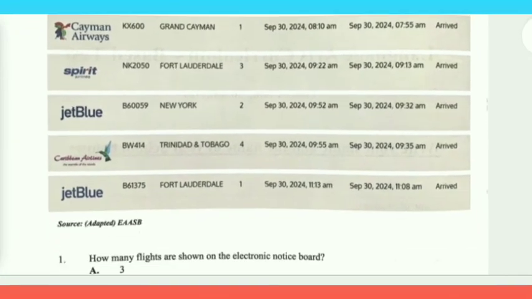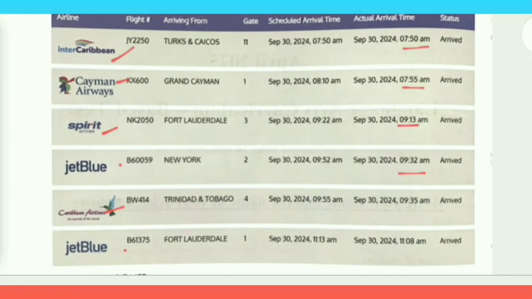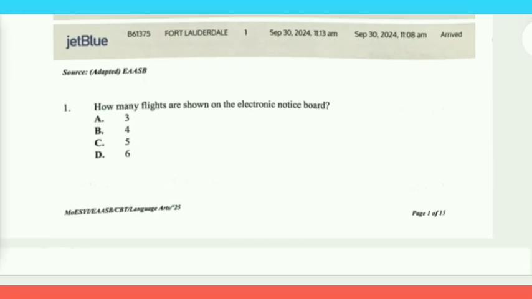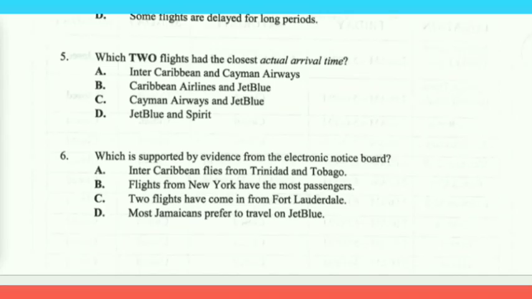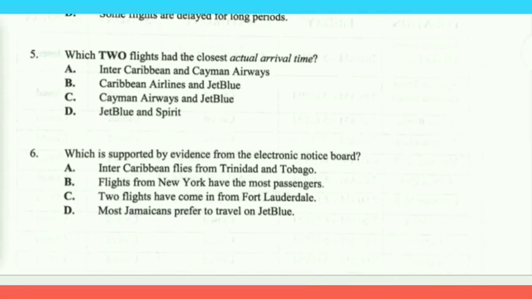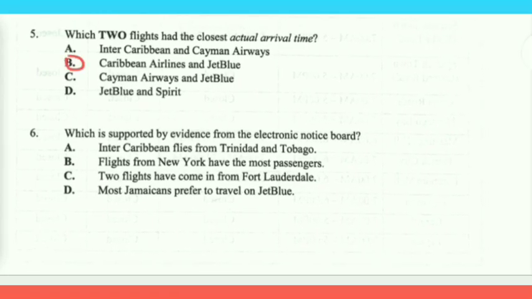Let's make it smaller so we can see everything at the same time. Then we have 9:35 and 11:08. All right, so which two have the closest arrival time? I am thinking 9:35 and 9:32 because these are just 3 minutes apart, which would make it JetBlue and Caribbean Airlines. So let's look and see if we see any option with JetBlue, Caribbean Airlines. Which two flights have the closest actual arrival time? Caribbean Airlines, JetBlue, which is B.